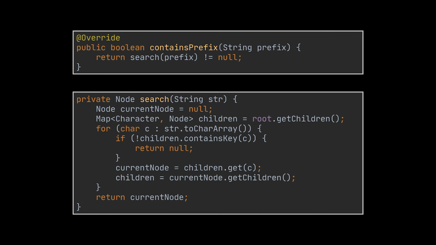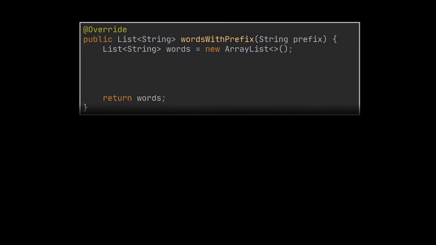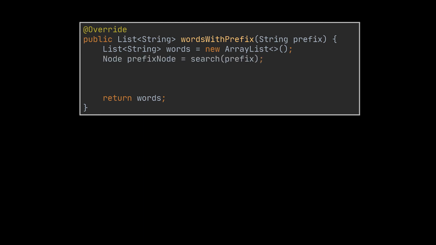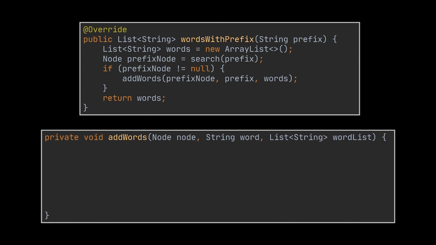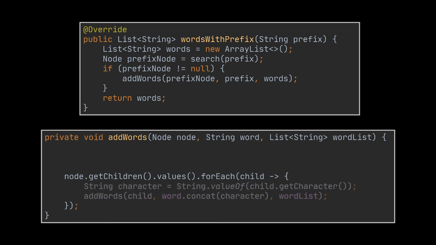Another use case could be to return a list of the words having a certain prefix. To do that, we have to first check if this prefix indeed exists, and retrieve the last common node of this prefix, which is what the search method we just implemented actually does for us. Then, if this node is not null, what I did was make use of recursion to generate the list of words using this addWords method. What this method will do is iterate over the children of the given node, and for each child it will re-invoke the same method on the concatenation of the prefix and of all the characters we have up until that character.